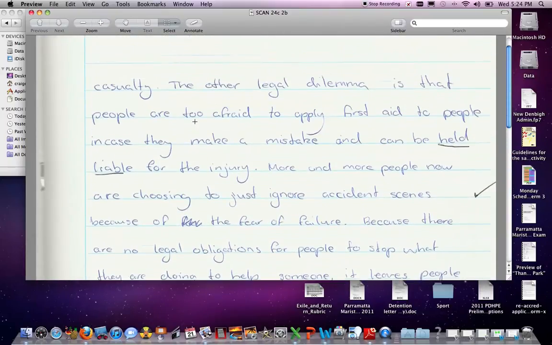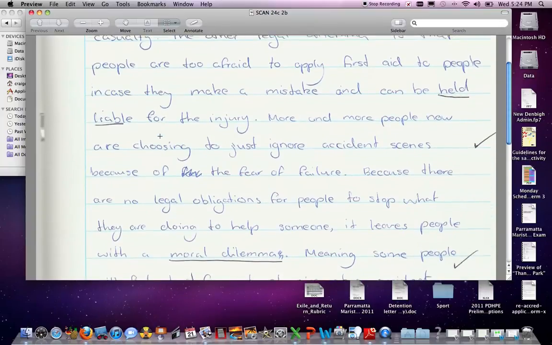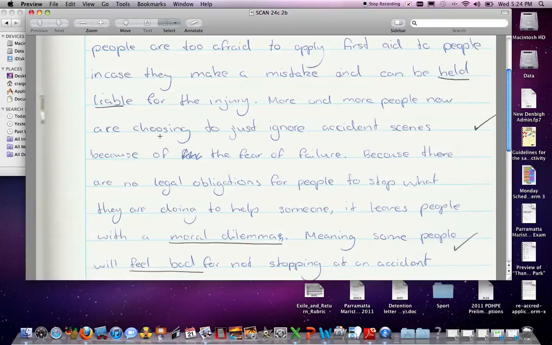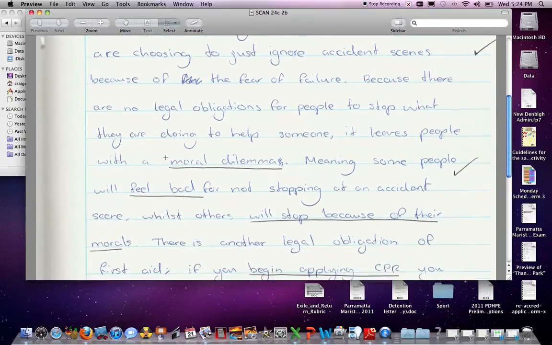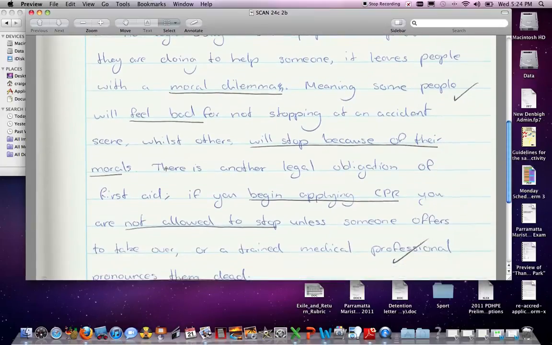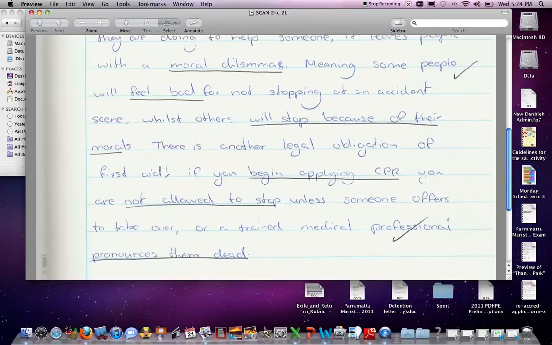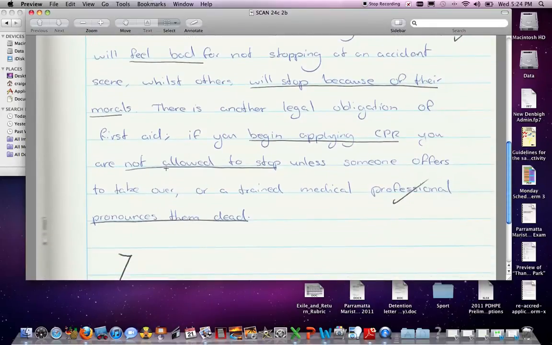So this answer's moved from the legal side of things into the moral aspect of their discussion, and talking about the feelings that they may have, their morals or their value system that would be in place for them to be able to carry out the responsibilities of the first aider.